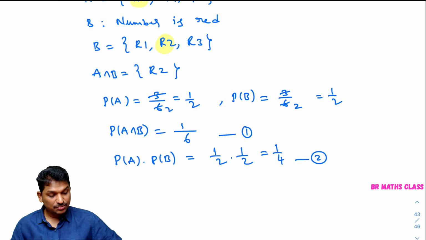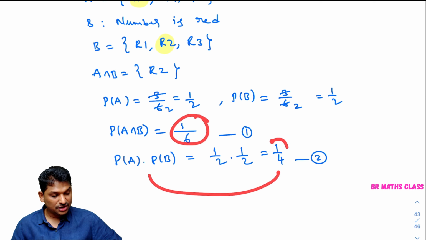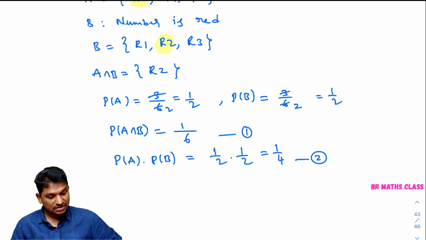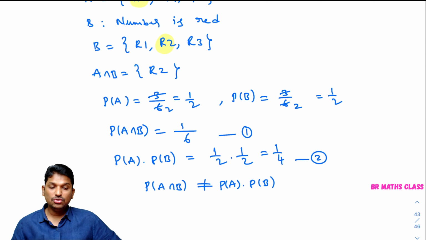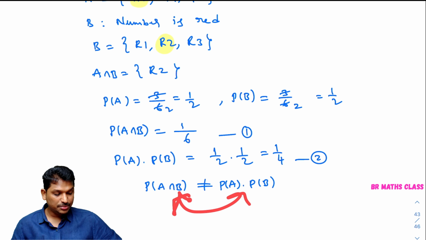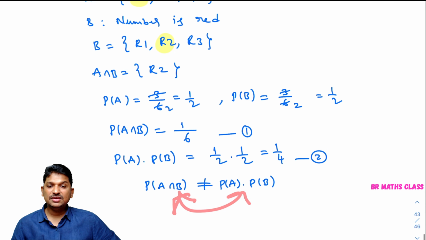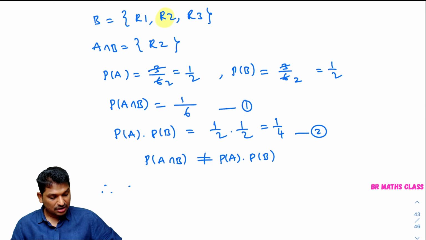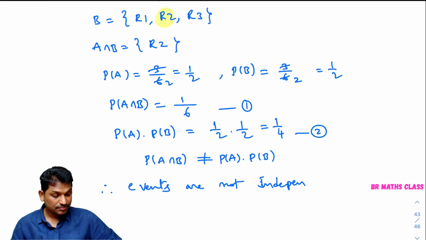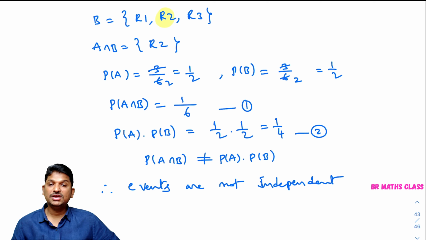You take it as 2. See, probability of A intersection B is 1 by 6. Probability of A into probability of B is 1 by 4. So what you can say here is probability of A intersection B is not equal to probability of A into probability of B. If these two are equal, then only we say independent events. Otherwise, we say they are not independent, or we say they are dependent events. Therefore, the events are not independent.